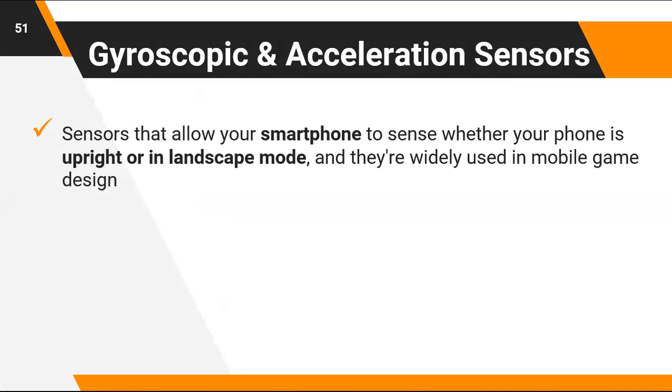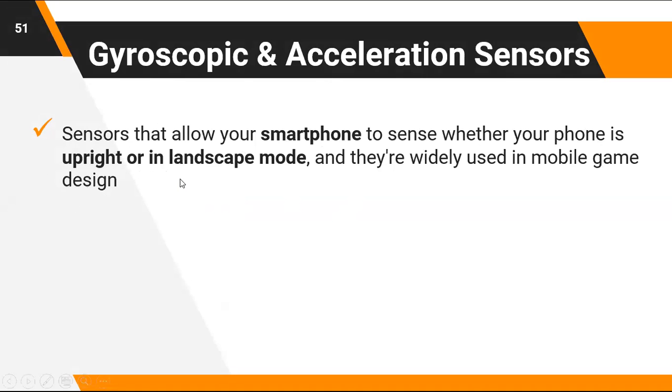Yeah, there was a question, right? Can you explain what gyroscopic and acceleration sensors are? The purpose of this gyroscope and acceleration sensor is that it allows your smartphone to sense whether your phone is in upright position or in landscape mode. It is majorly used in mobile game design. So this is the purpose of your gyroscopic and acceleration sensor.